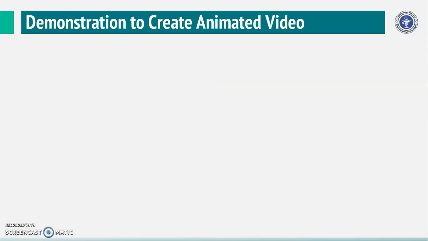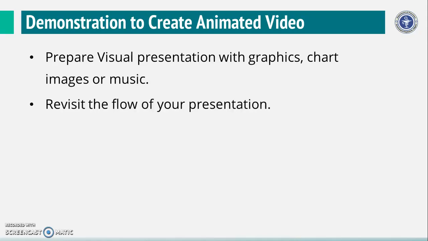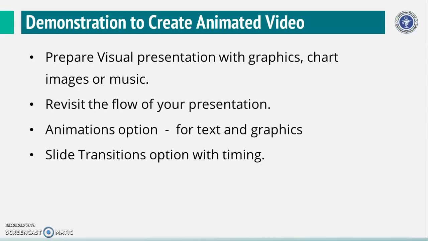Let's have a look at how to create an animated video. Steps are given here. Firstly, you have to prepare the visual presentation with graphics, charts, flow charts, images or music. Then revisit the flow of your presentation. Then you have to use the animation option for text and graphics which are suitable for your content. Then use optimum slide transition options with timing. You have to record the timing of each slide. It is very important. I will explain it later.